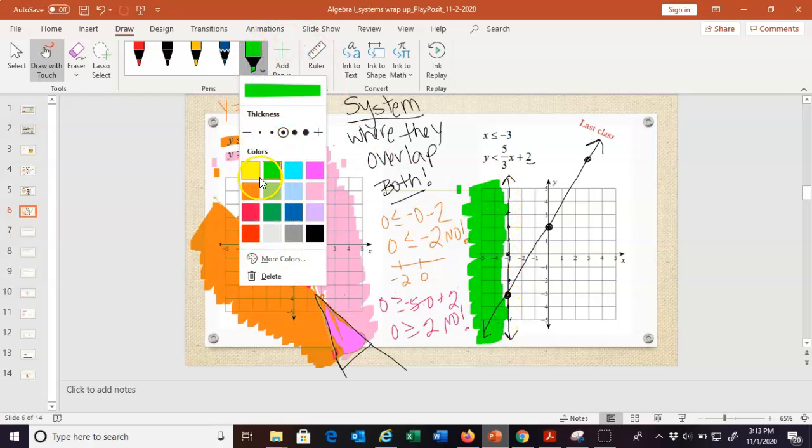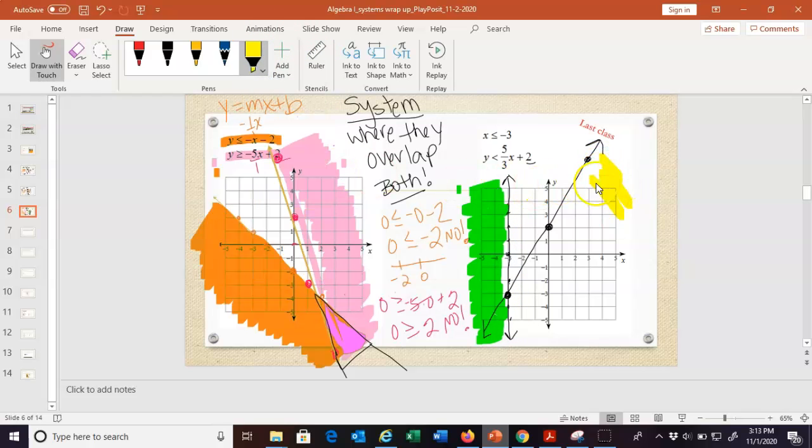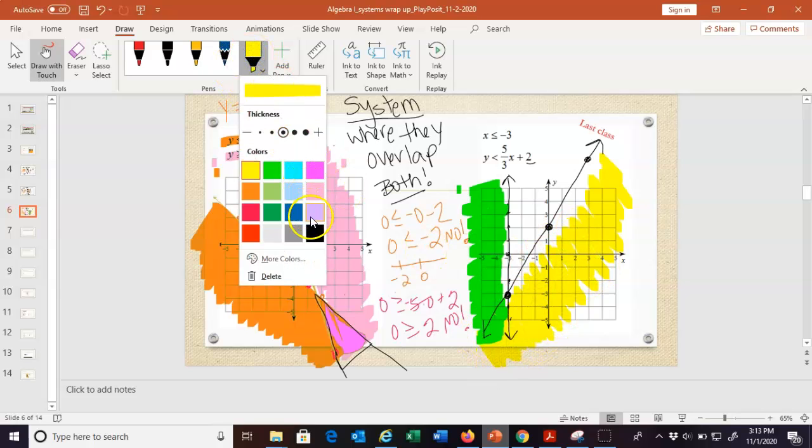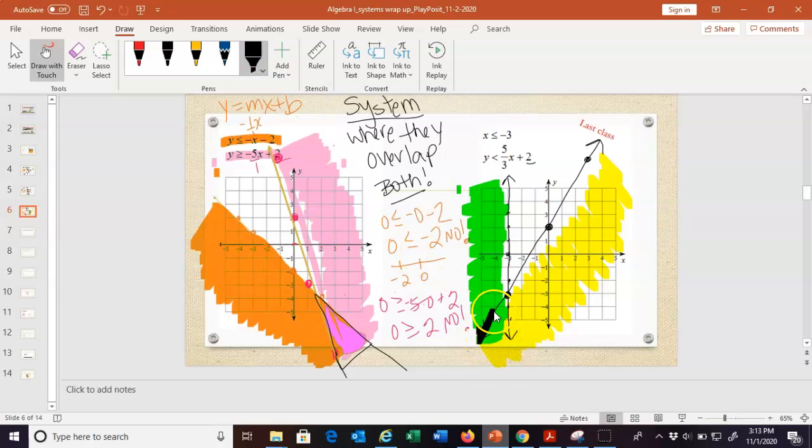And the other one goes towards the right. And it's not going to let me color over top of the green. So remember, the solution set is where they overlap right here, this triangular region. Awesome.